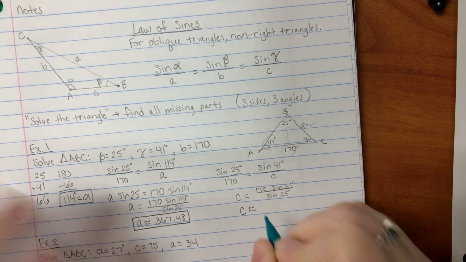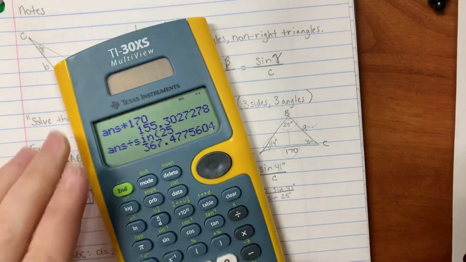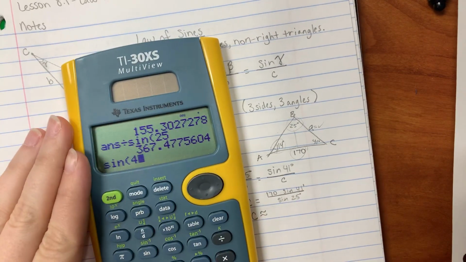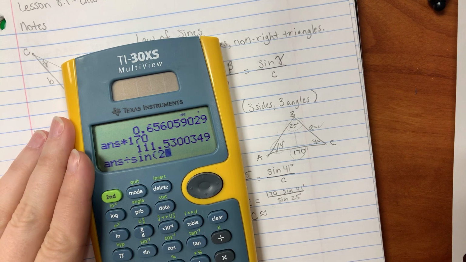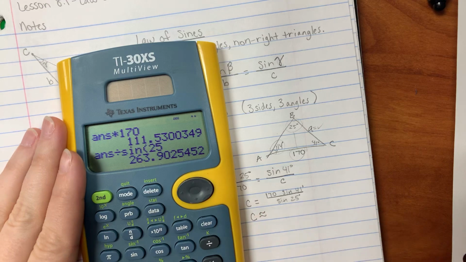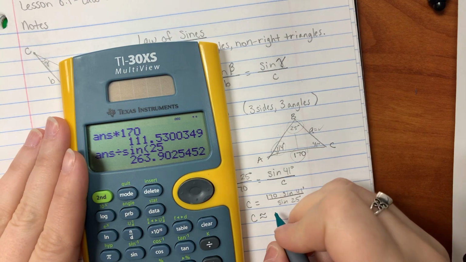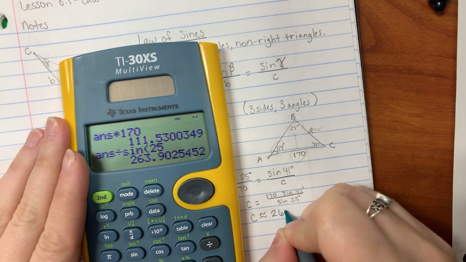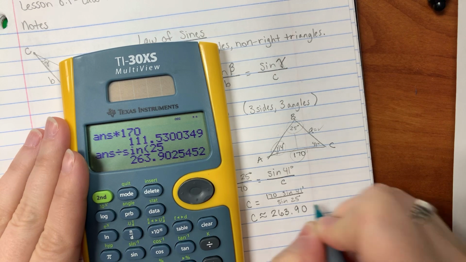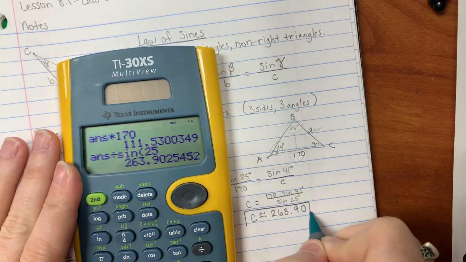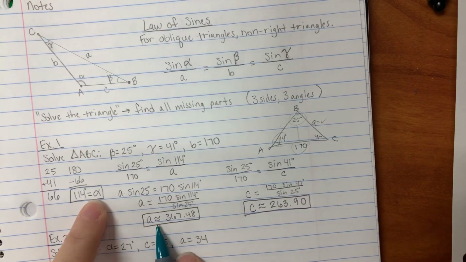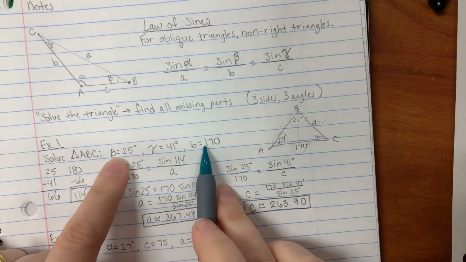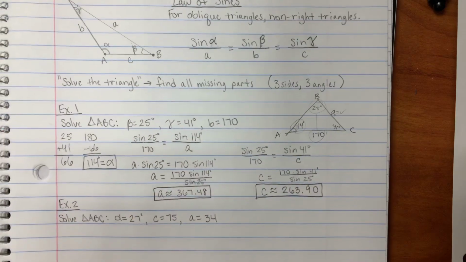So C is about sine of 41 times 170 divided by the sine of 25. I'm getting about 263.90. Okay, so now I've solved the triangle because I have these 3 pieces and they gave me 3 pieces, so now we know all 6 of them.